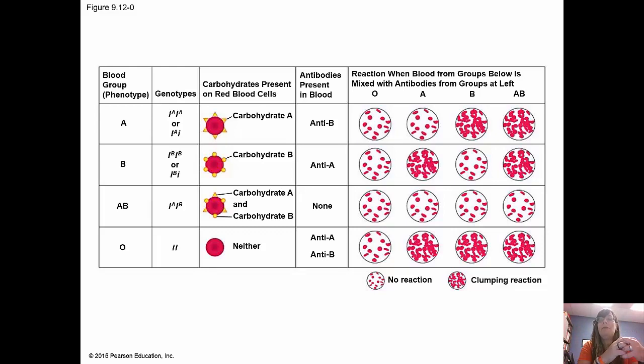So AB is the universal recipient because it can get any type of blood because it doesn't have any antibodies. And O is a universal donor because it doesn't have any antigens to get a reaction from your body. So if you're type A, you can get A blood or O. If you're type B, you can get B or O. If you're AB, you can get A, B, AB, or O. But if you're O, you can only get O. And the slide is just showing you the clumping reactions to tell what blood type it is.